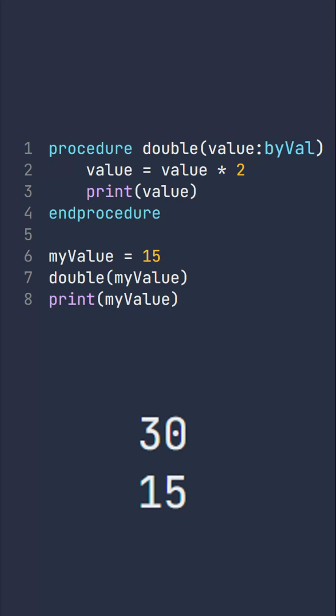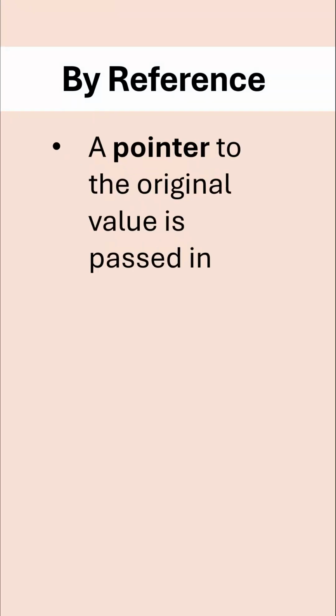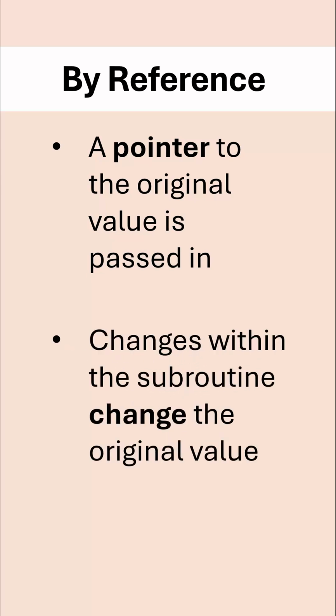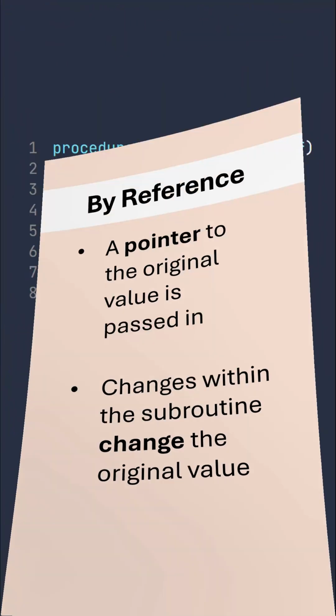But then when the subroutine finishes and we jump back down to line eight, when we reprint my value, we still get 15, because this is showing that the subroutine was unable to change the original value because only a copy was passed in. Whereas passing a parameter in by reference is a bit different. In this case, a pointer to the original value gets passed in. A pointer is a memory address. And in this case, changes within the subroutine will change the original value.